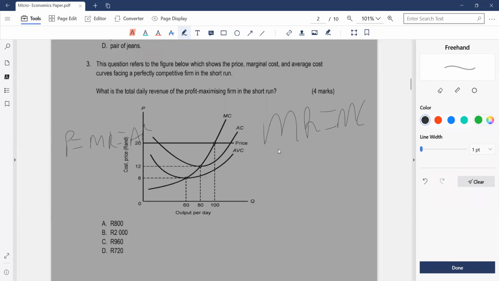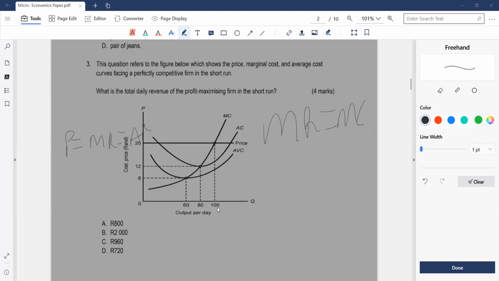But the trick with this question was you identifying the marginal revenue curve, which is the price. That's why they told you that it's a perfectly competitive firm. So the price is equivalent to the MR, is equivalent to the AR, is equivalent to the demand curve, is equivalent to the price, which is this line. So where MR and MC meet is at this point. And they are asking for the daily revenue.